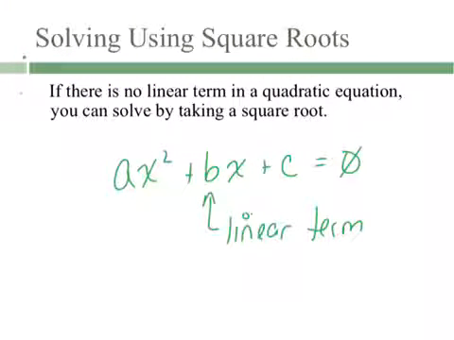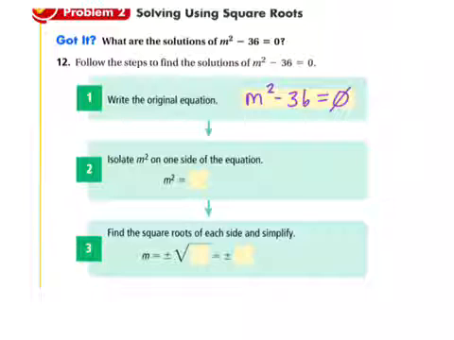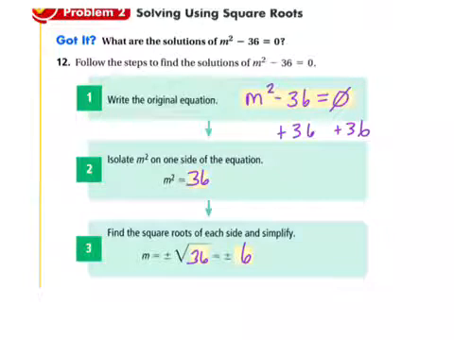If there is no linear term in a quadratic equation, you can solve it by taking a square root. Follow these steps to solve a quadratic equation with no linear term. You may also want to write these in your agenda to use as notes on your quiz. First, write the original equation. Then, isolate your squared term on one side of the equation. Then simply find the square roots and simplify.